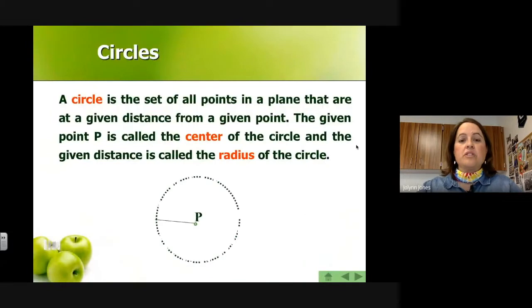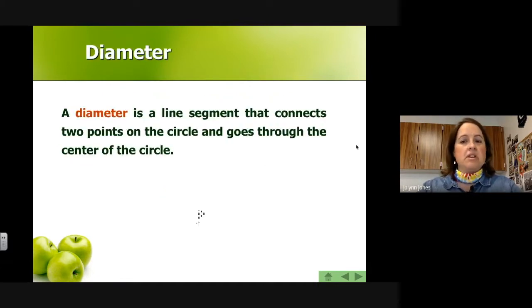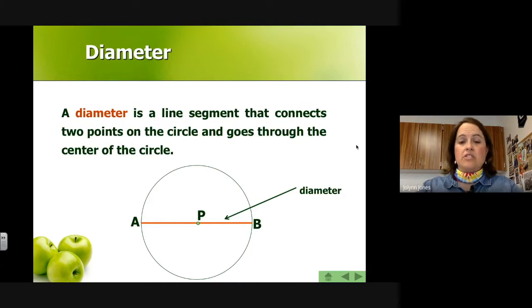A circle, we know, is all the points that are equidistant from one point P. And that P is the center, and the distance is the radius. So that's the geometric definition of a circle. Now the diameter, just a quick review: the diameter is the line that connects each side of the circle and goes through the center. It's like a radius going in each direction, passing through the center of the circle. So that's the diameter.